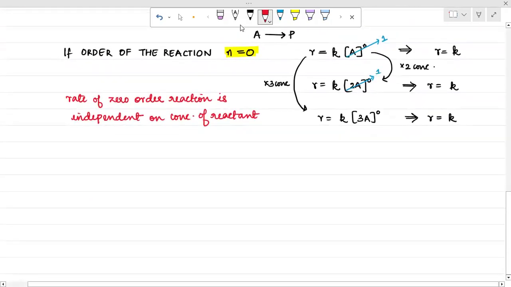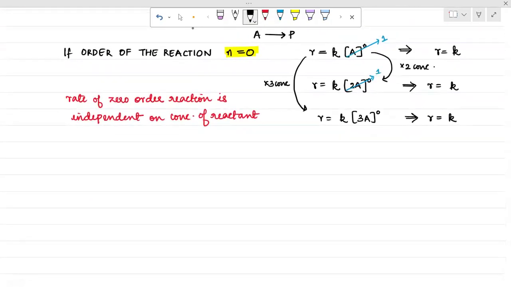Okay, let's try another one. If the order of the reaction is n is equal to 1, let's say. So this is a topic where you get many questions. So be thorough with the concepts so that you can crack it easily. So what would be the equation? It will be R is equal to K into concentration of A to the power 1. It does not matter even if you write 1 or not. It's understood. So R is equal to K into concentration of A.